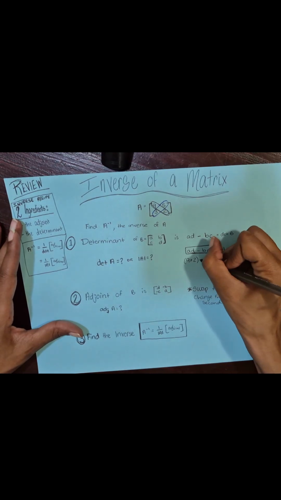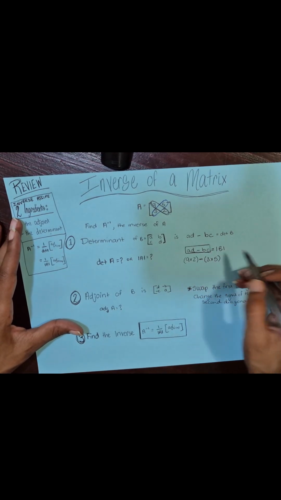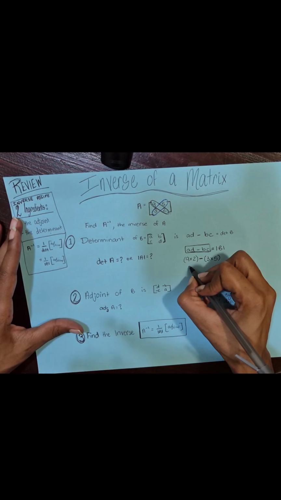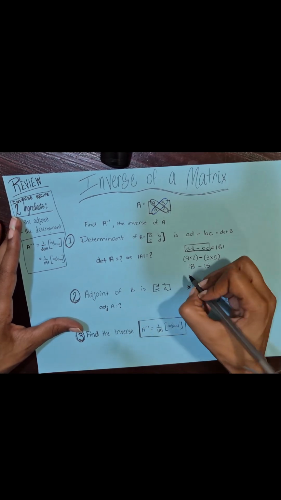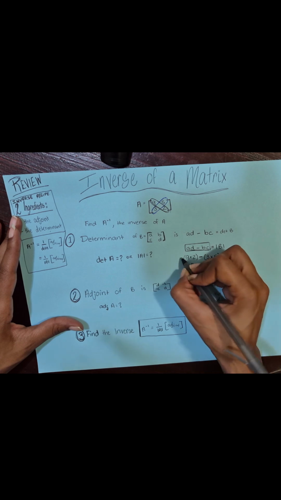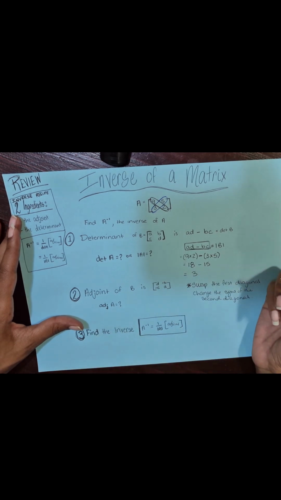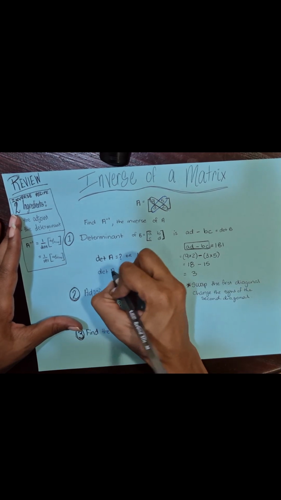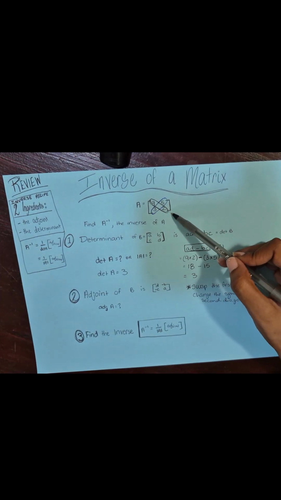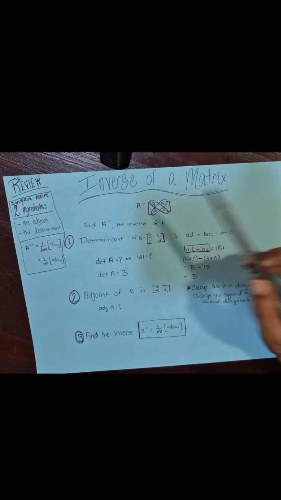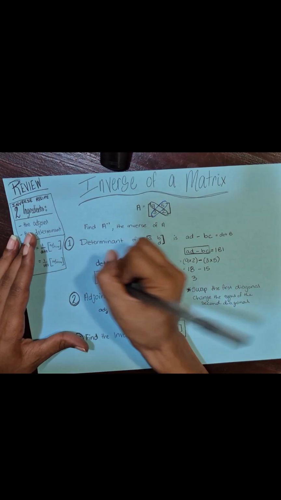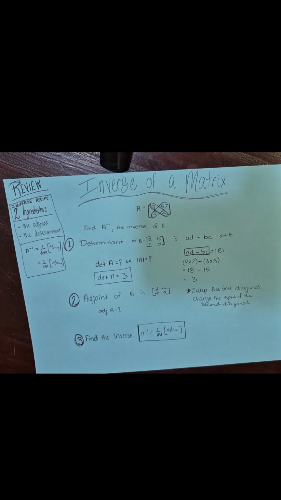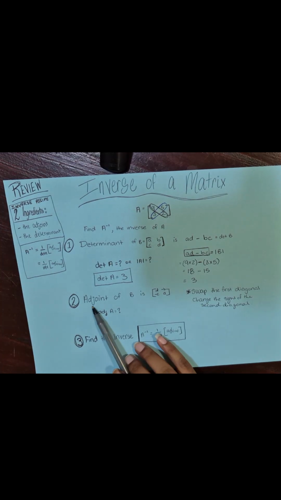And the answer to this should be our determinant. So AD minus BC, 9 times 2 is 18, minus 3 times 5 is 15. Our determinant is 3. Determinant of A is 3. When we do our leading diagonal, so 9 times 2, take away our other diagonal, we get 3. So that's the first ingredient. We found the determinant. Next, we need to find the adjoint.